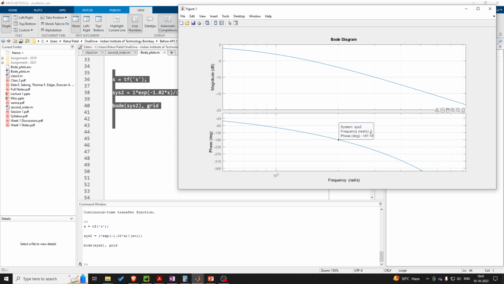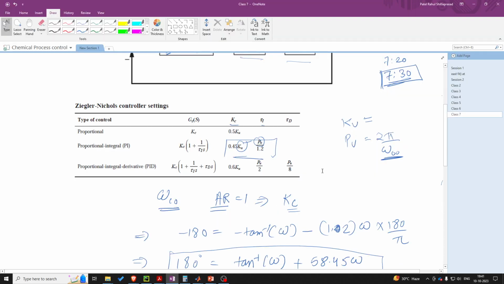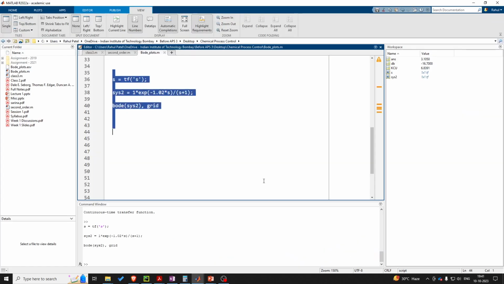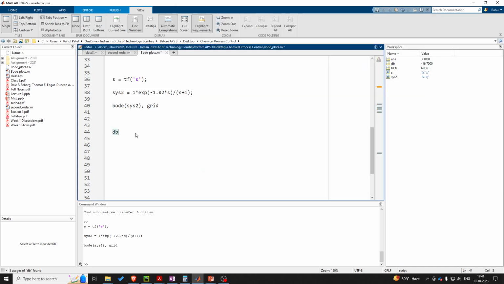So that is what we had found using the trial and error method also. So over here, the gain crossover frequency that we found by using this trial and error is 2. So that is the same thing that is obtained from the Bode plot. Over here you can see the frequency is 2. Now at this frequency of omega equal to 2, you have to find the amplitude ratio. So at this frequency you can see that the magnitude is minus 6.98. So that is, in decibels, minus 6.98.